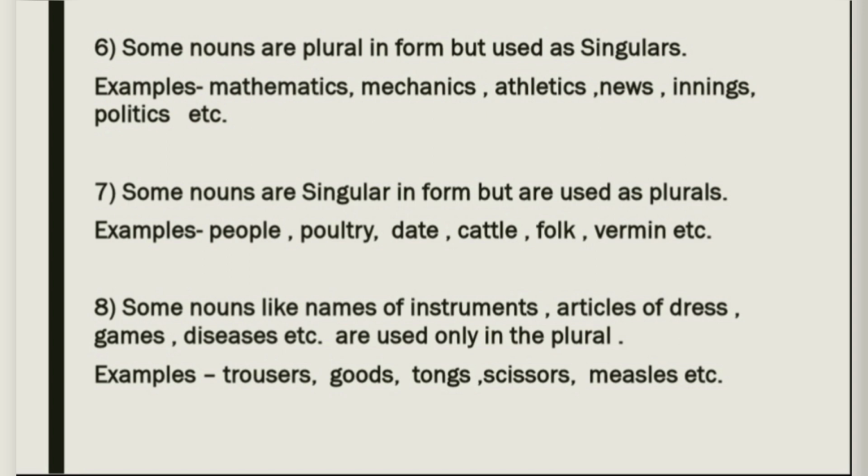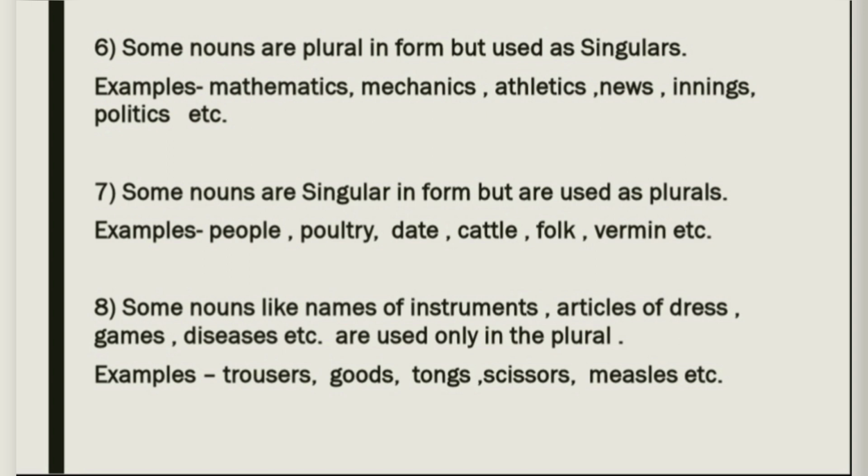And on the contrary, point number 7 says that some nouns are singular in form, meaning they look singular but they are used in the context of plural, in the meaning of plural. For example, people. When you say people, it is plural because person is singular. So it is not ending with s, it looks singular, but it is plural in nature. Similarly, poultry, cattle, folk, vermin, etc.